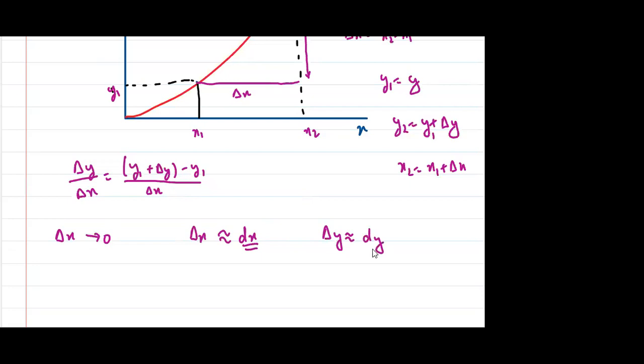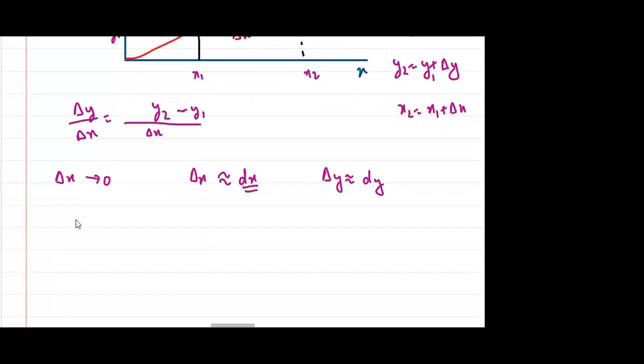Yes or no? Instead of this, I'll just write it as y2 only. Okay? Don't worry, I am writing it as y2. It will be simple. Is it understood? So can I write like this? It is dy by dx is equal to y2 minus y1 by dx. Yes or no? Did everyone understand up to here?